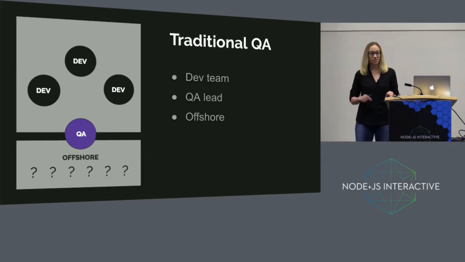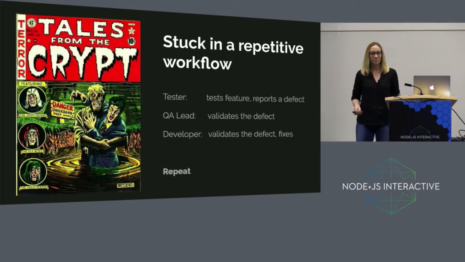And I've always thought that this divide between the developers and QA was kind of strange. I never really got to interact with those people, whether they were offshore or not. I might have had some conversations in Jira tickets and things like that, but other than that, there wasn't much interaction. So what happens when you have this type of setup is you get stuck in a repetitive workflow.